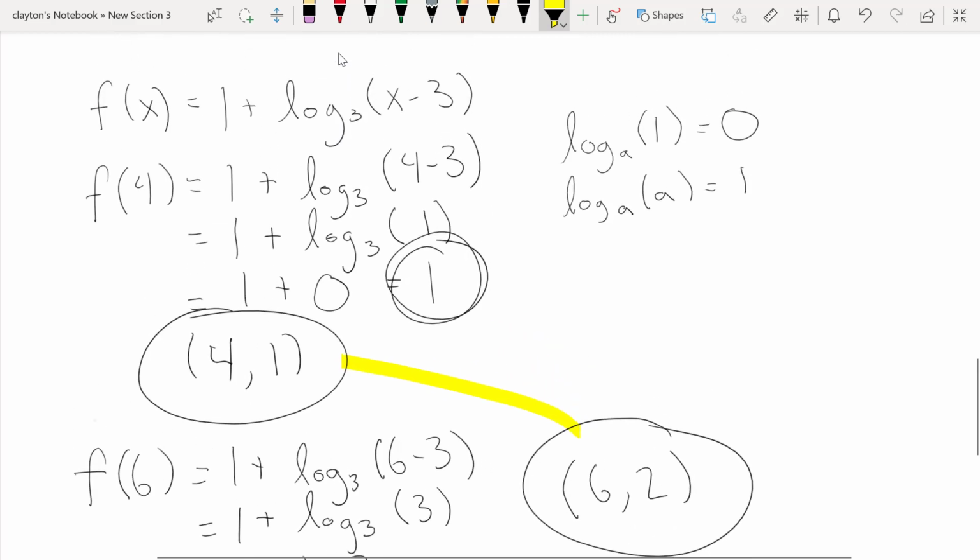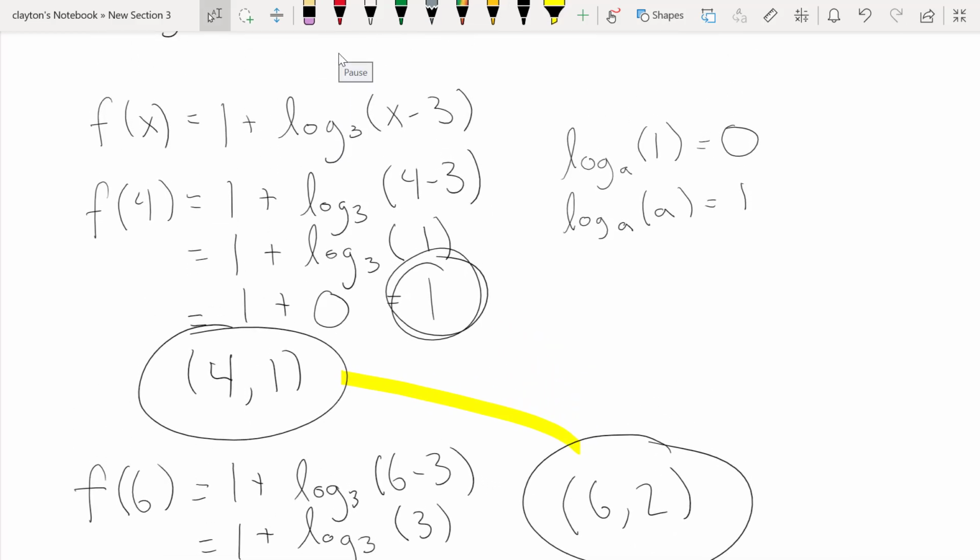The only other thing for log is I need a vertical asymptote. Now in my case, my vertical asymptote originally for any log that has not been shifted horizontally is going to be at x equals 0. However, because we have shifted this to the right by 3 units, our vertical asymptote now becomes x equals positive 3.